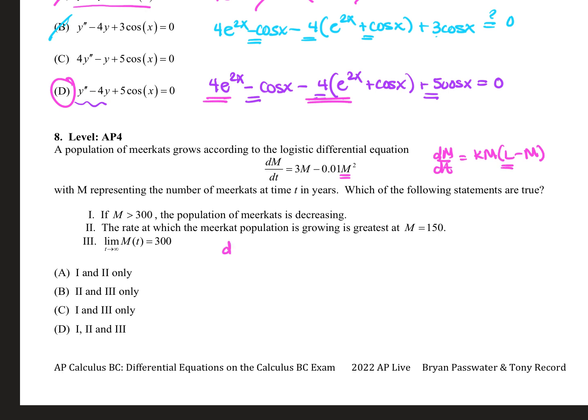So the first thing I'm going to do is write this, instead of writing 0.01, I'm going to write this 1 over 100. So then I'm going to factor out 1 over 100 m. So we're going to be left with 300 minus m. So we can see right now that our carrying capacity is in fact 300.